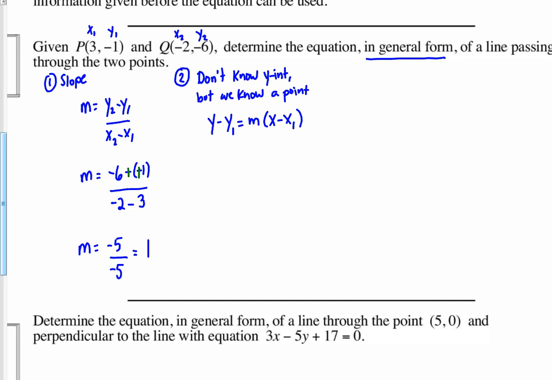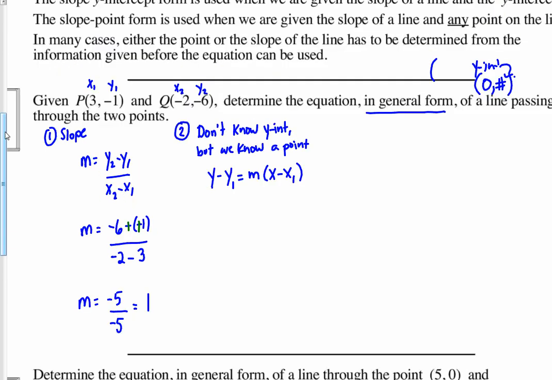We can only use mx plus b if we knew our y-intercept. How would I know if one of my points was a y-intercept? Yes, x would have to be 0. It would be 0, comma, number. Then it would be the y-intercept because x is 0. If it's 0, comma, number, then you know your y-intercept, and when x is 0. But is x 0 in these?